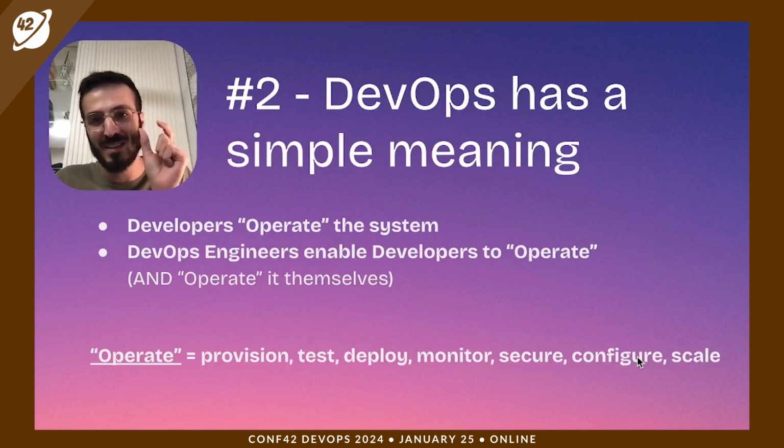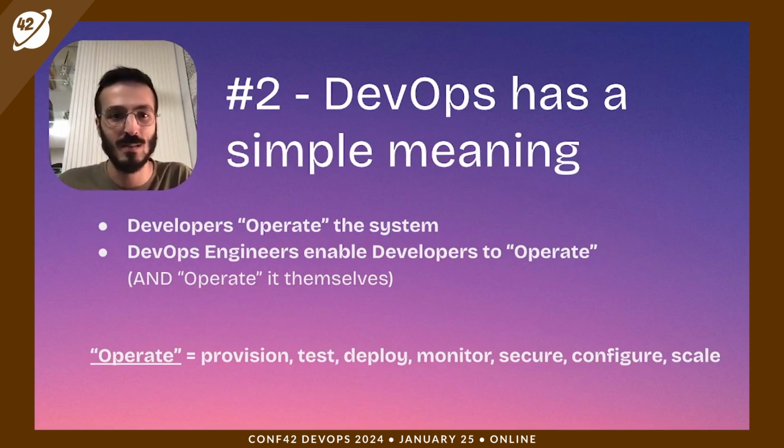So from this slide, the key thing I want you to take is this word, enable. So the main function of a DevOps engineer is to enable, to operate. Okay, so if you had to take one thing from this slide.